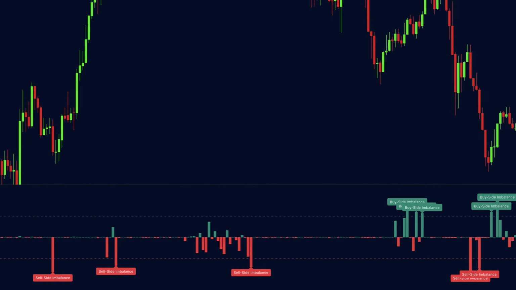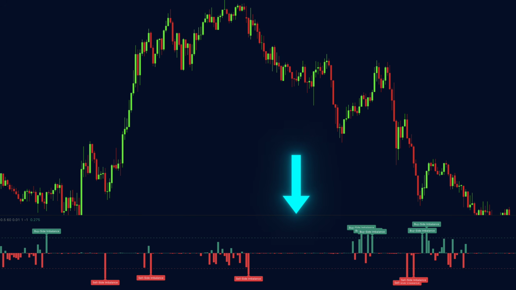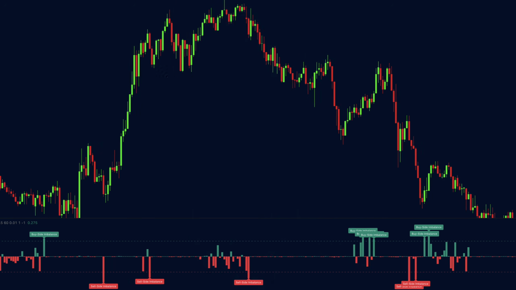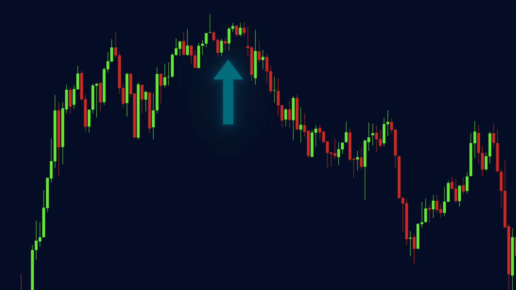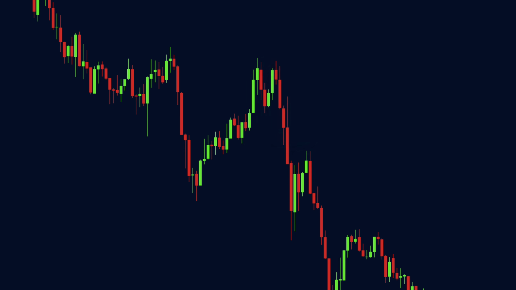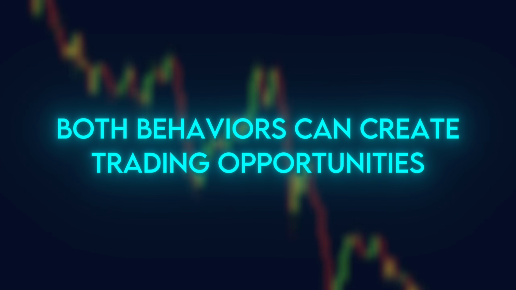Another important thing you'll notice is that these zones stay on the chart as price moves forward. This allows you to see whether price eventually returns to the void. When price revisits the zone, several things can happen. Sometimes price enters the void and fills the entire area before continuing. Other times, the market reacts immediately at the edge of the void and reverses. Both behaviors can create trading opportunities.